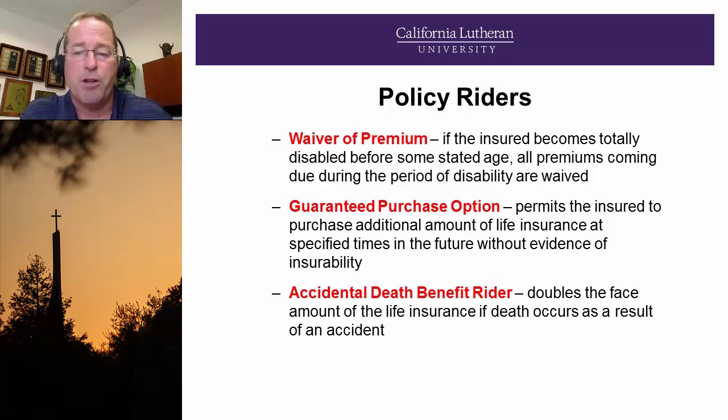Next is the guaranteed purchase option, also known as guaranteed insurability option. It permits the insured to purchase additional amounts of life insurance at specified times in the future without evidence of insurability. Generally, you'll see this on younger people. I know of one company that between ages 17 and 49, there are 11 option dates, and the maximum amount of coverage that can be purchased on this rider is $50,000.